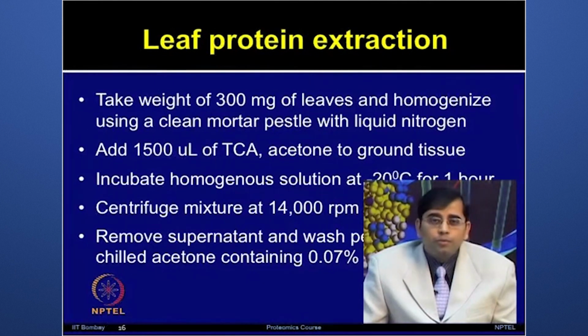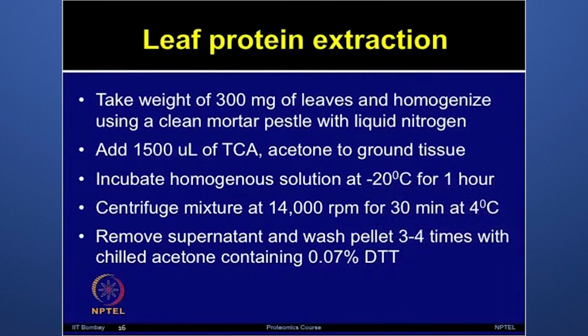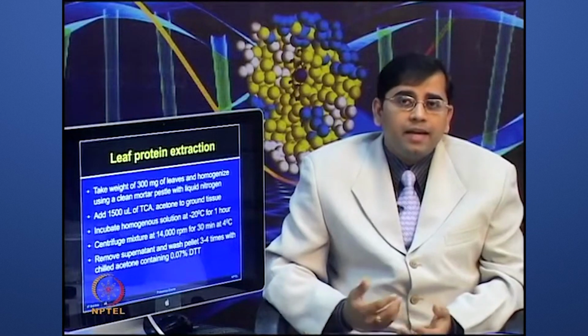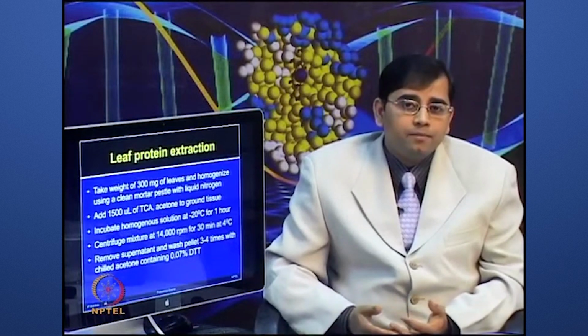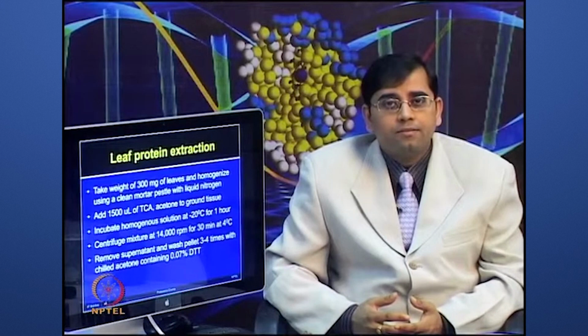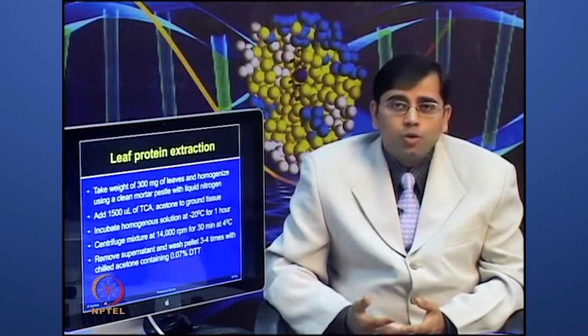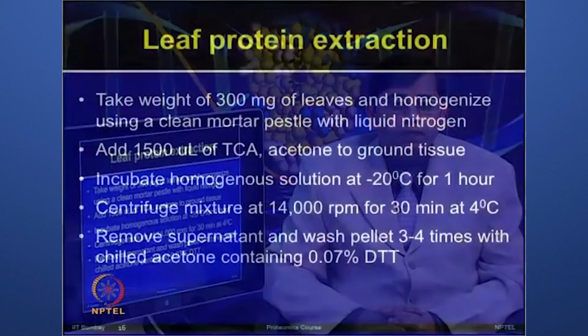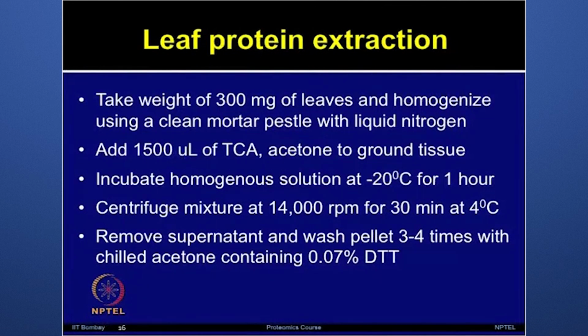Add almost 1.5 ml of TCA in acetone. One can use 10% TCA in acetone with a minor addition of DTT, 0.07% of DTT, and add this to the ground tissue. Again grind it so that it becomes very fine, and then incubate this homogeneous solution at minus 20 degrees. Let it incubate for an hour or 2 hours, but please keep it consistent whatever incubation timing you use. Then centrifuge this mixture at 14,000 rpm for 30 minutes at 4 degrees.